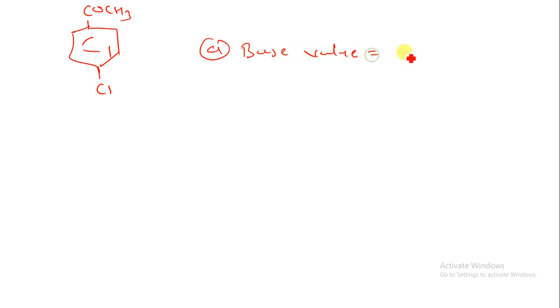Now let us understand one more example over here. If I am having a COCH3 group on the benzene ring, and here I am having a Cl group. By looking at this structure, I can say that this is having a ketonic group. For the ketonic group, the base value will be 246 nanometer. Now here I am having ortho, meta and para positions. For para chlorine, I have to add 10 nanometer. So I have to write down over here para chloro substituent.